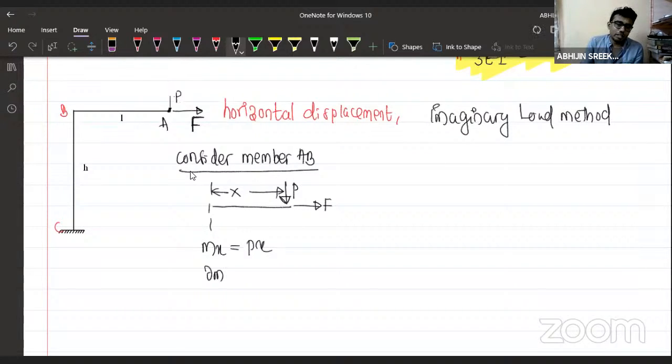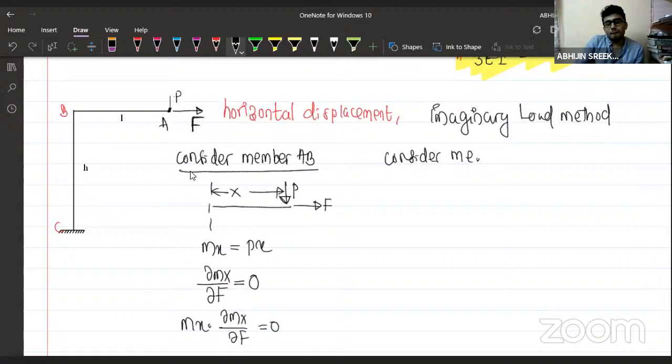Should I consider partial Mx by partial P? No, I should not be considering this. If I consider partial Mx by partial P, I'll be getting the vertical displacement. As I need to calculate the horizontal displacement, I have to consider partial Mx by partial F, which will be equal to 0, which means Mx into partial Mx by partial F will be equal to 0. And let's consider the other member. Consider member BC. What you can observe is one vertical member here.